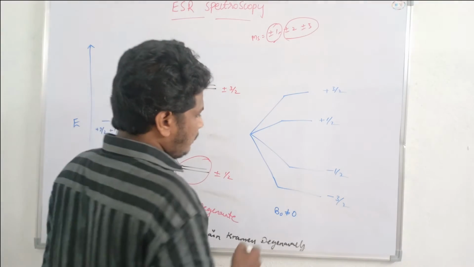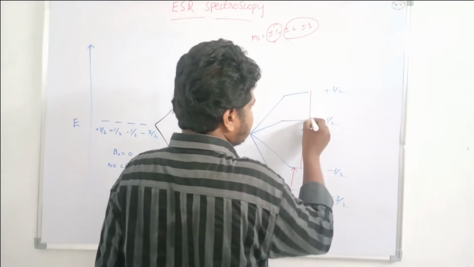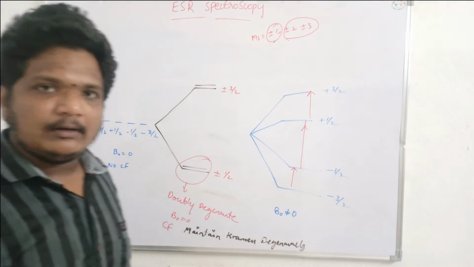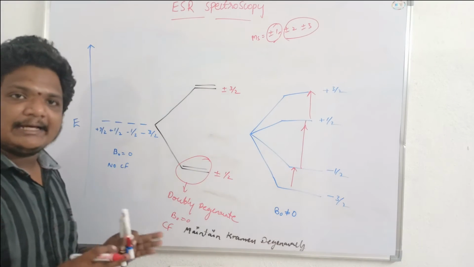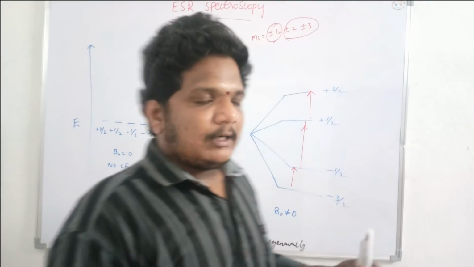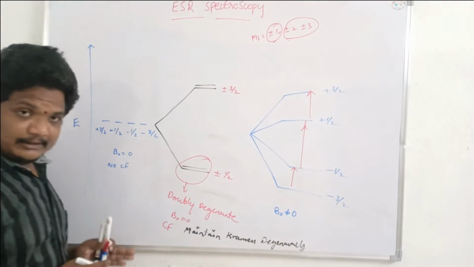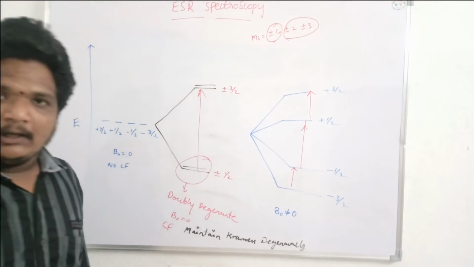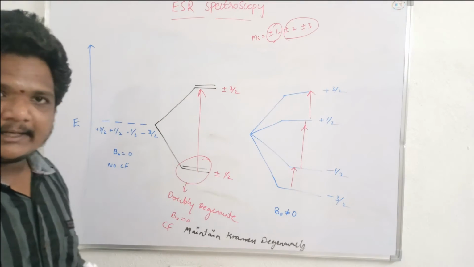Now here we can observe this is one transition, and this is one transition, and this is another transition. So there are three kinds of transitions we can observe in the case of the D3 system. That's why we can observe three fine lines in the ESR spectrum of this D3 system in the presence of an external magnetic field. Whereas in the absence of an external magnetic field, we can observe only one transition between these two doubly degenerate energy levels.